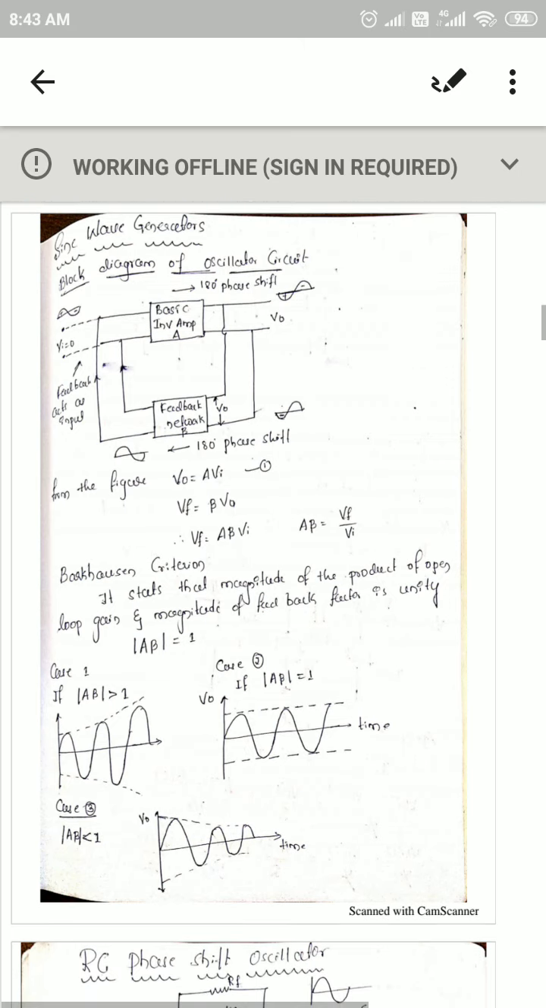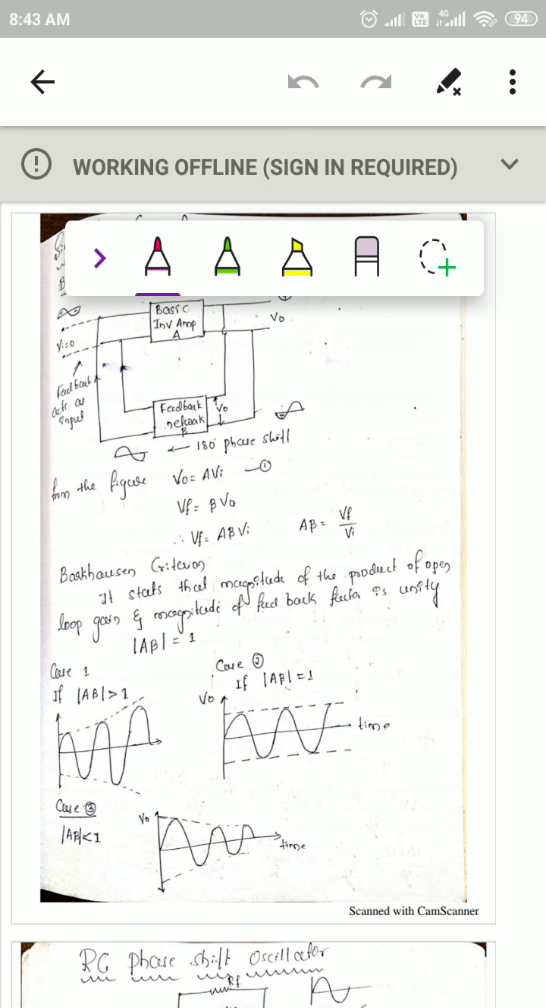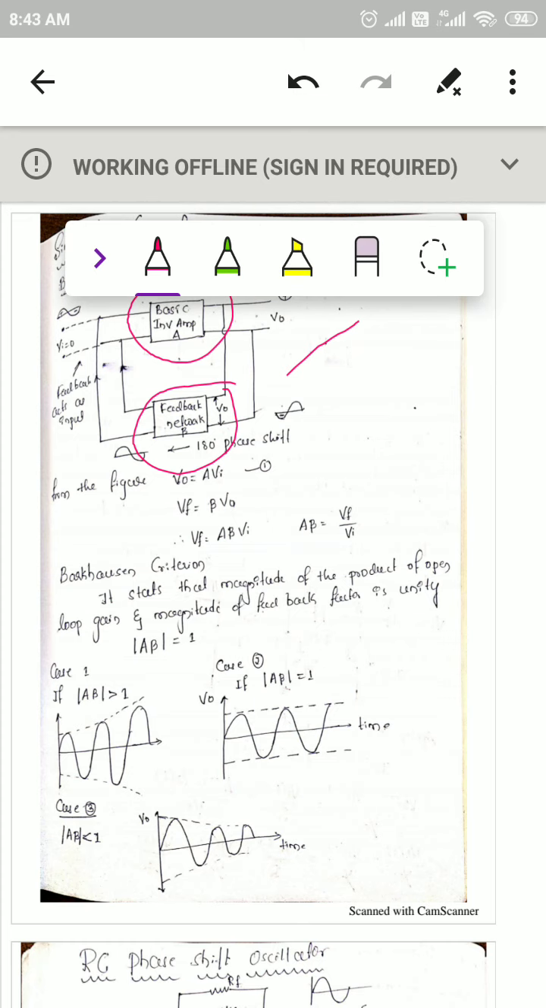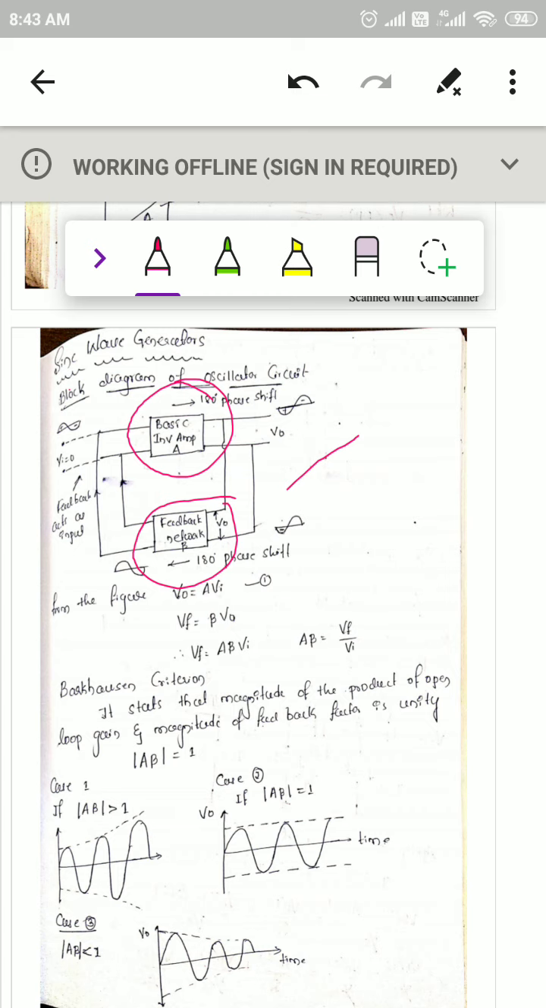Here it is, a block diagram representation of any oscillatory circuit. It consists of two paths: a forward path and a feedback path. In the forward path there is an inverting operational amplifier, so if you give a sine wave input, it will produce an inverted sine wave.